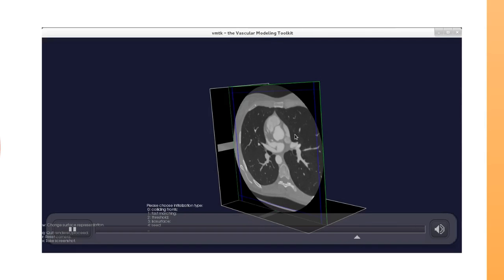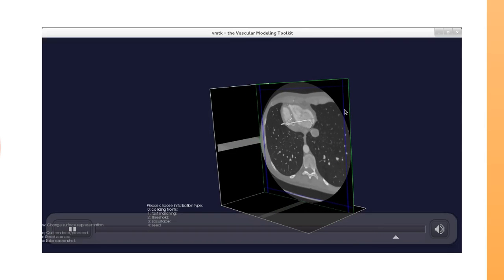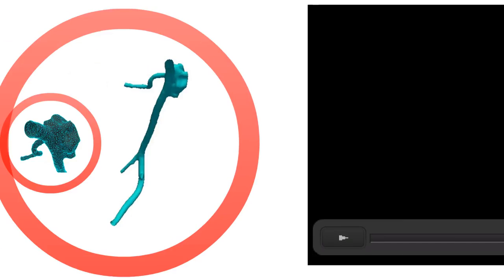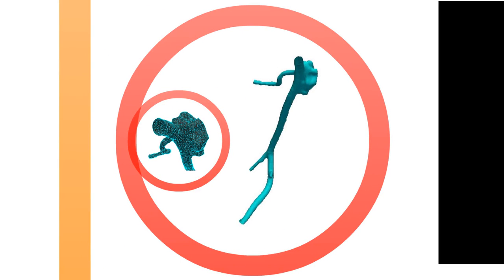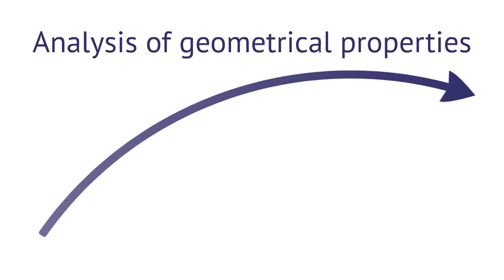artery. Here we have a first visualization of the right coronary artery reconstructed by means of VMTK, and here is the final representation of the reconstructed surface. Then we used some image-based techniques in order to evaluate geometrical properties of the coronary arteries.